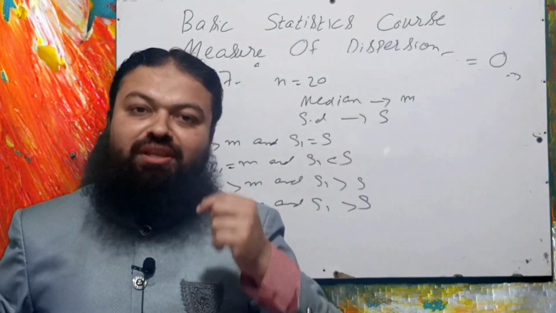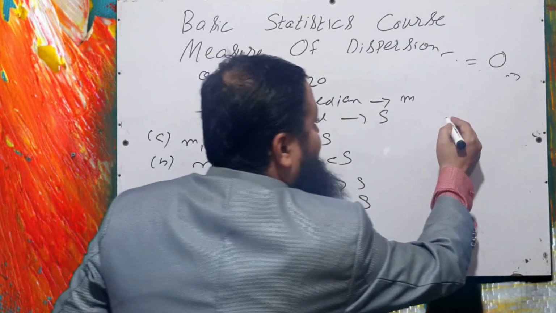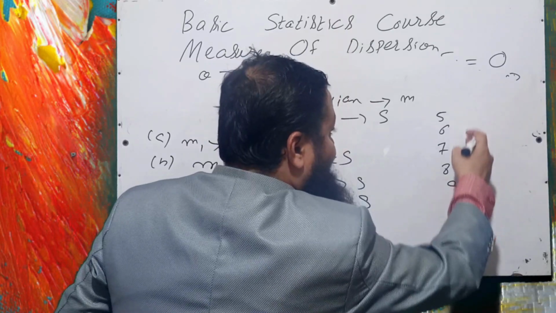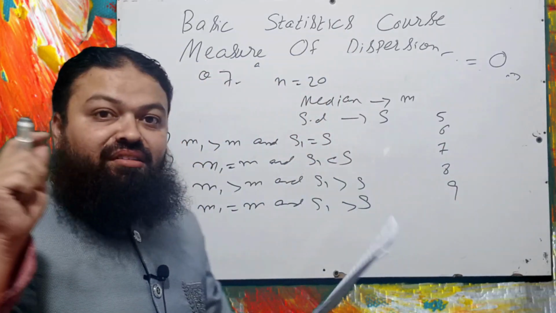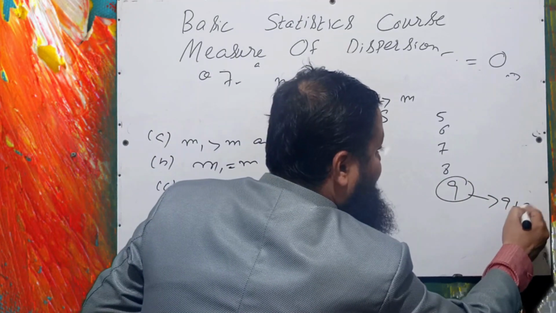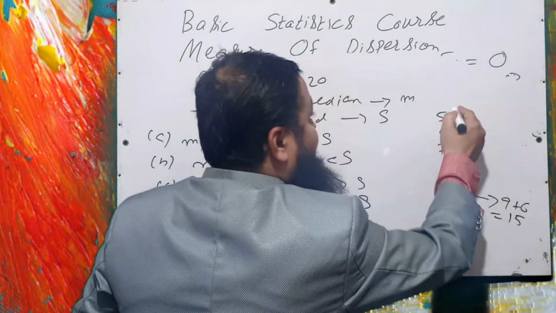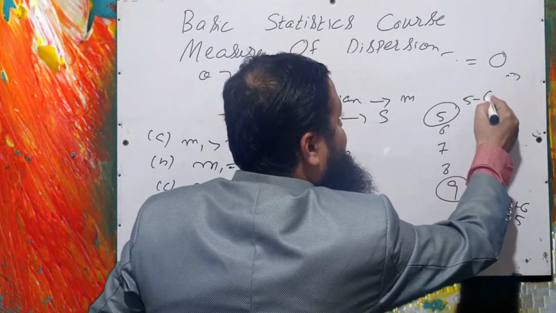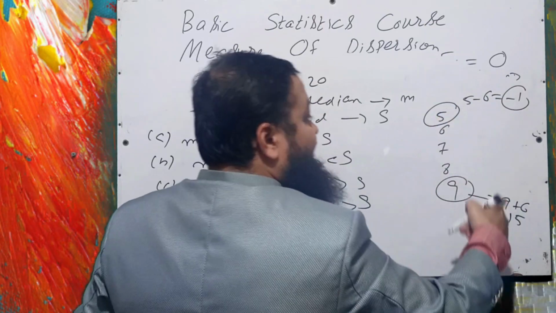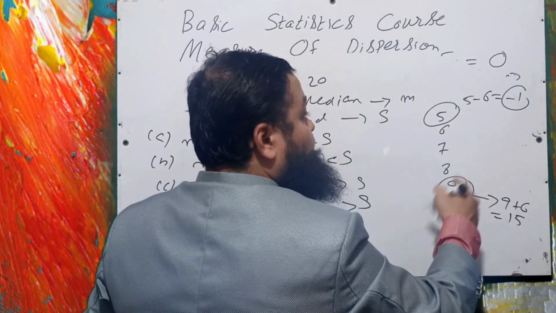Dear students, we know that if we have, for example, some values 5, 6, 7, 8, 9, we have 5 observations, and 6 is added to the largest observation, that is 9 plus 6, it will become 15, and 5 minus 6, that will become minus 1. 6 is subtracted from the first value and 6 is added to the largest value.